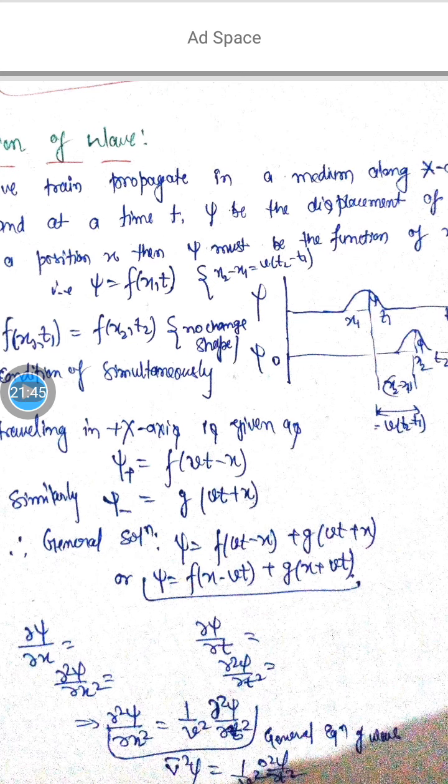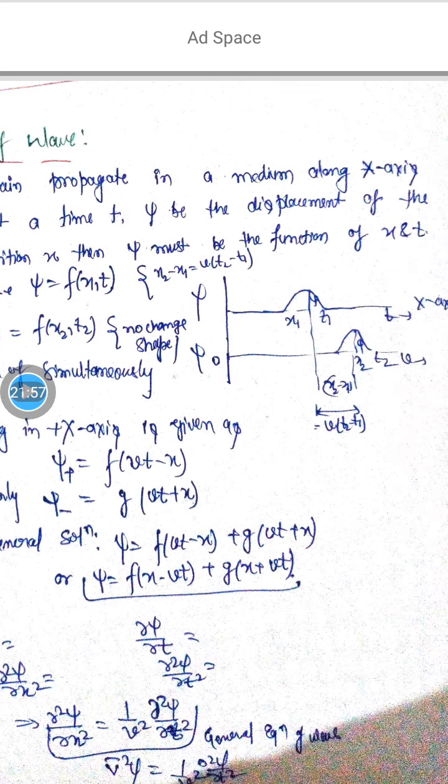We know the wave equation is a second order differential equation. So we differentiate it, and we get del square psi over dx square is equal to 1 upon v square into del square psi over dt square. This is the general equation of a wave in one direction. When you use it in three dimensions, you write del square psi is equal to 1 upon v square into del square psi over del t square.